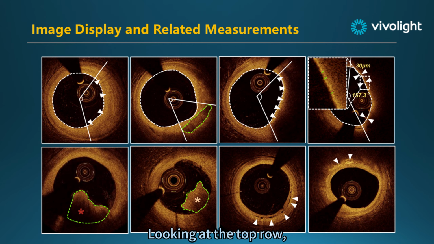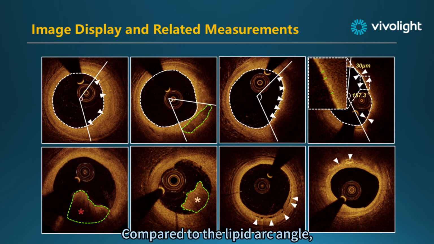Looking at the top row, the third from left to right, we could measure the lipid arc, specifically its angular measurement. We can also measure the area of this plaque. Additionally, during measurement, we can measure the arc length. The triangular markers here mark the length measurement.